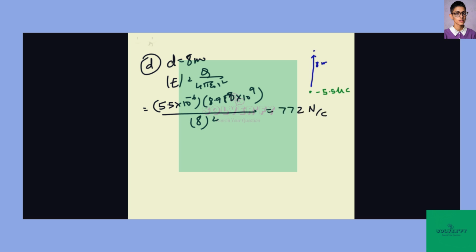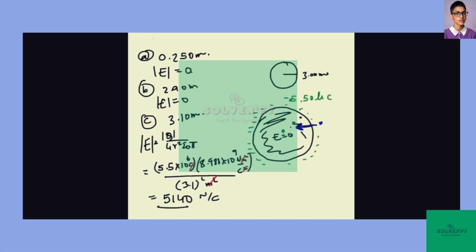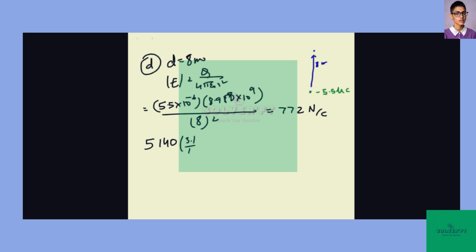In fact, you need not have done this. Now that you know this is 5,140 at 3.1 meters, we know that here we divided by 3.1 squared. To get the field at 8 meters, we would have to divide instead by 8 squared. So you could simply multiply this by 3.1 by 8 whole squared, and you would have the same answer.